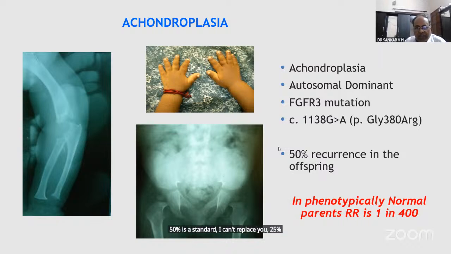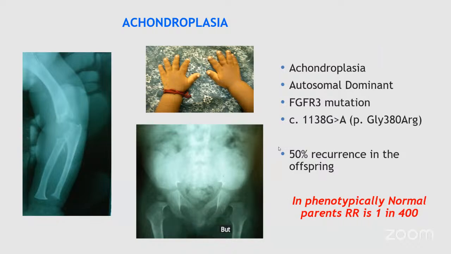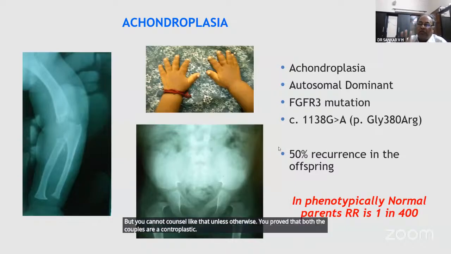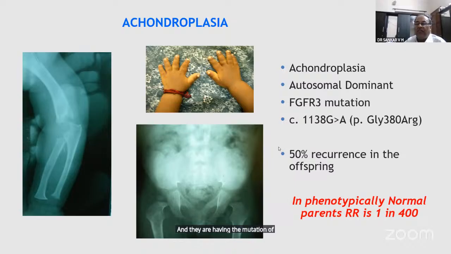25% is normal. But you cannot counsel like that unless you have proved that both of the couple have achondroplasia and have the achondroplasia mutation like C1138G>A. Most of the time, the father will have achondroplasia and the mother will have some other disease. Or the mother will have achondroplasia and the father will be short stature due to some other disease. So these two have to be considered as different conditions.